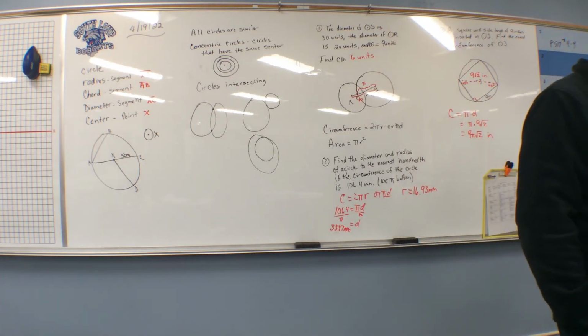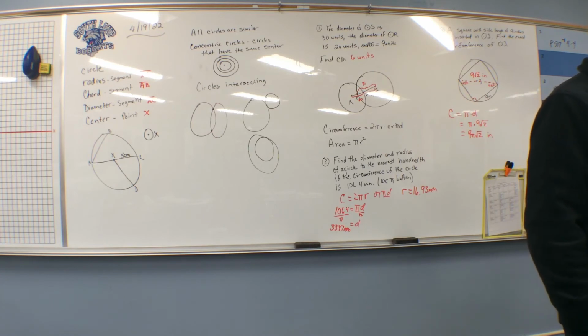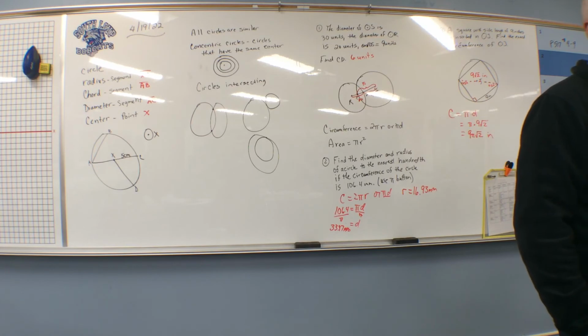Number 10 says, name the center of the circle. Okay, it would be R. Is it capital R or does it matter? It's capital R. It's a point. If you put little r, it's wrong. Little r stands for radius.